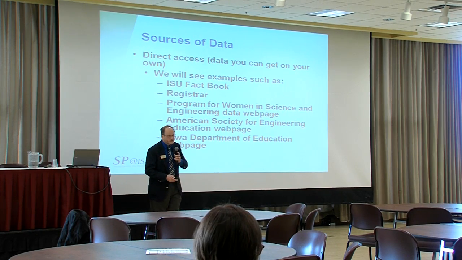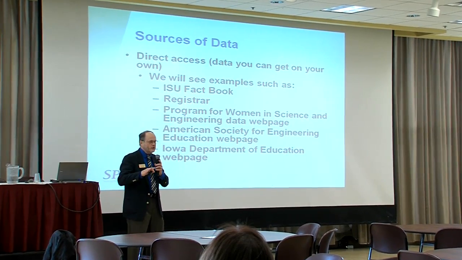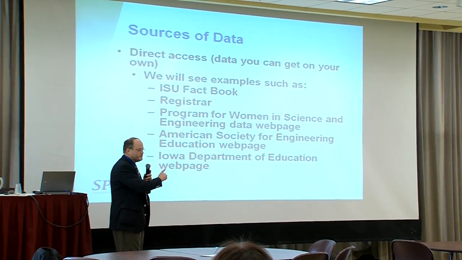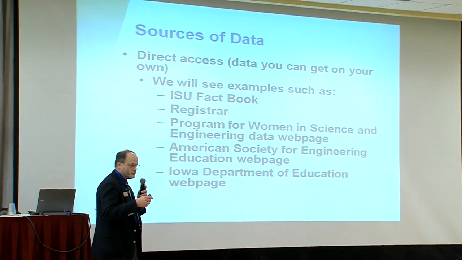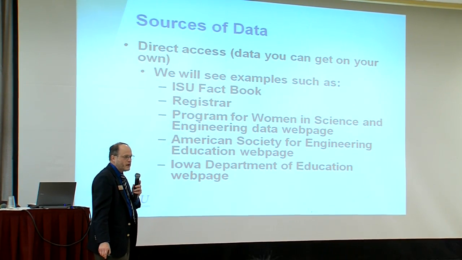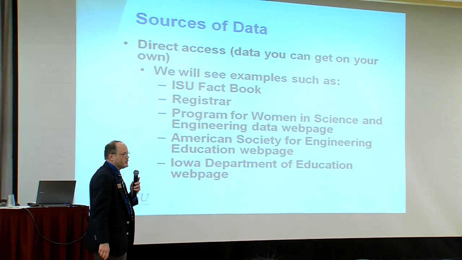So broadly speaking, there are going to be two general flavors of data, if you will, that we'll talk about. One is data that you can have rather easy access to. These are some examples in this list, and I can walk you through at least a couple of those. One common source is the ISU Factbook, which has lots of information about students as well as faculty, a lot of demographic breakdowns.